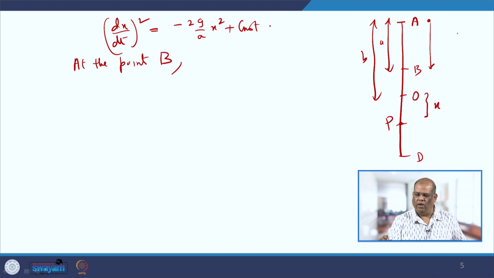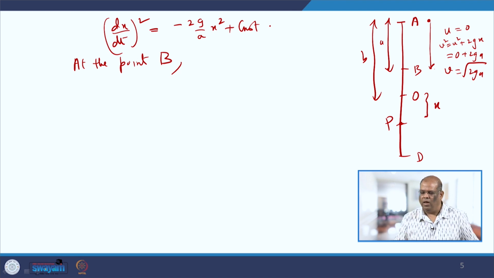If it is a free fall and it starts from the point A, your initial velocity u equal to 0. Then we know that v square equal to u square plus 2gs, or 2gx. So, this will be 0 plus 2g times a. So, your velocity is root of 2ga. It is positive because it is moving in the direction of increasing x. So, I know at the point B the velocity is root of 2ga.